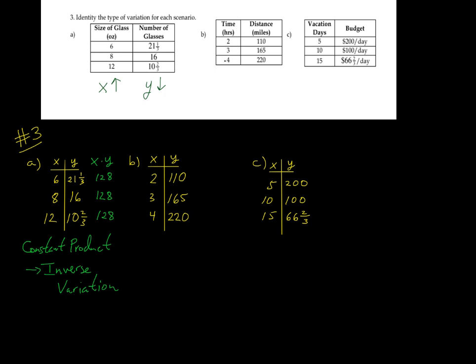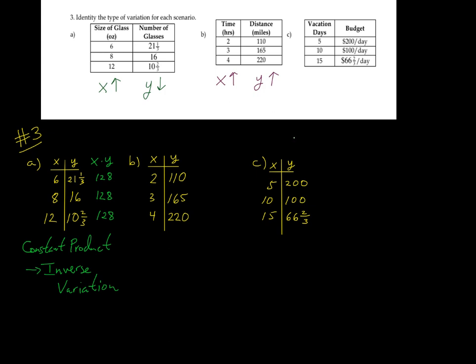Here we have time and distance traveled, and we'll see here as x, the time, increases, our distance traveled, y, is also increasing. This is really similar to the very first problem we did on the section 11.2 worksheet. So this is suggesting direct variation.